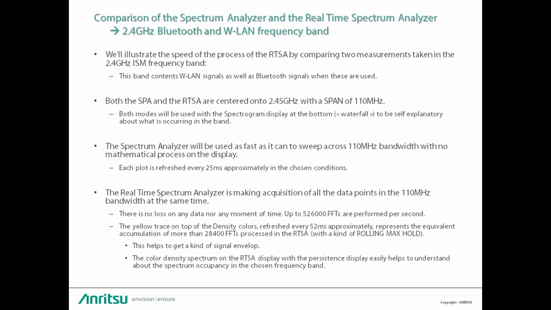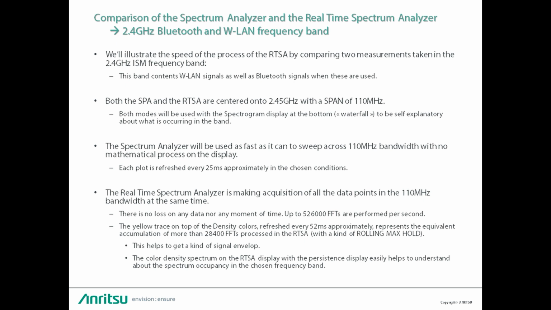The comparison here will consist of putting the MS2090A into the spectrum mode and real-time spectrum analyzer mode, centered at 2.45 GHz in this ISM band. As this ISM band contains wireless LAN and Bluetooth signals, we will see all these carriers appearing from time to time. No mathematical process will be done on the spectrum analyzer side, so it sweeps as fast as it can. With the current settings of the spectrum analyzer, the sweep will last 25 milliseconds. This means that every plot will be refreshed every 25 milliseconds.